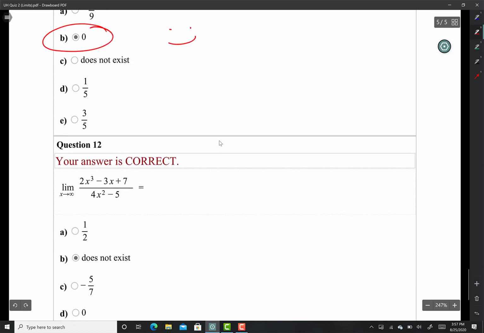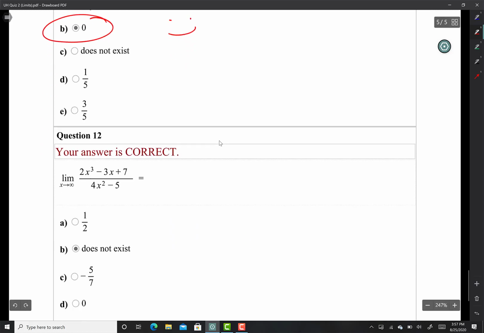Let's go to the next one. And this one, the numerator has a higher degree than the denominator. So that means this question, this limit, is not converging on anything specific. It just keeps getting larger and larger and larger. So that means this one is infinity or does not exist.